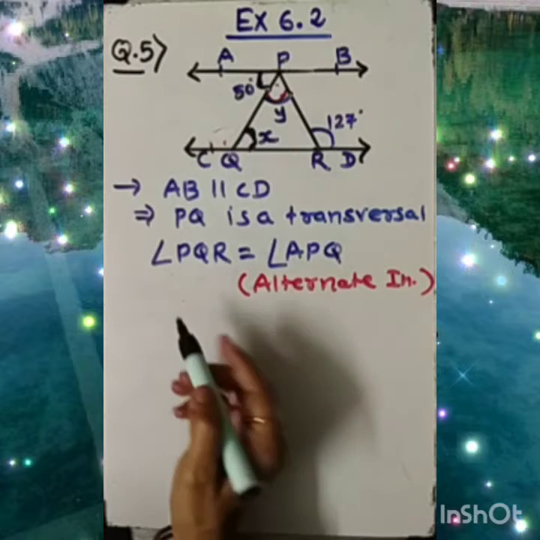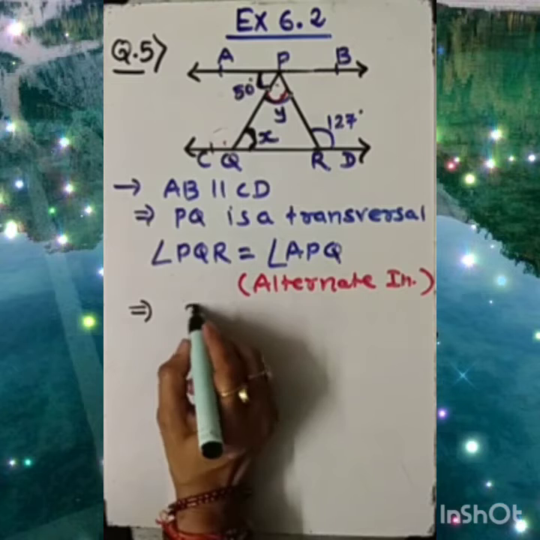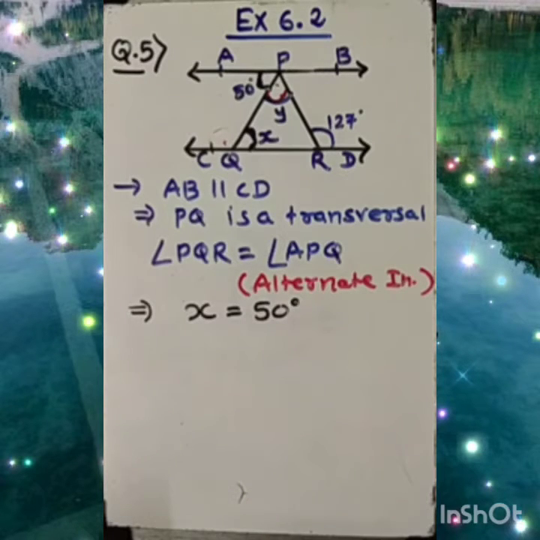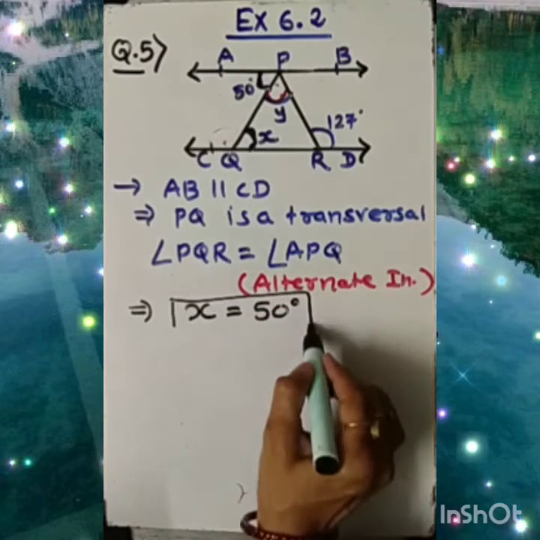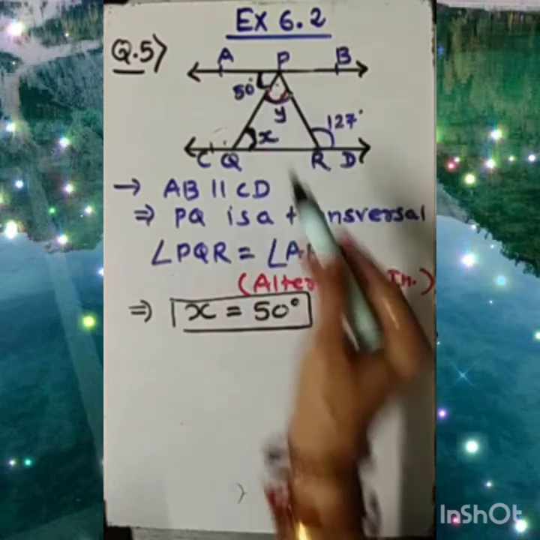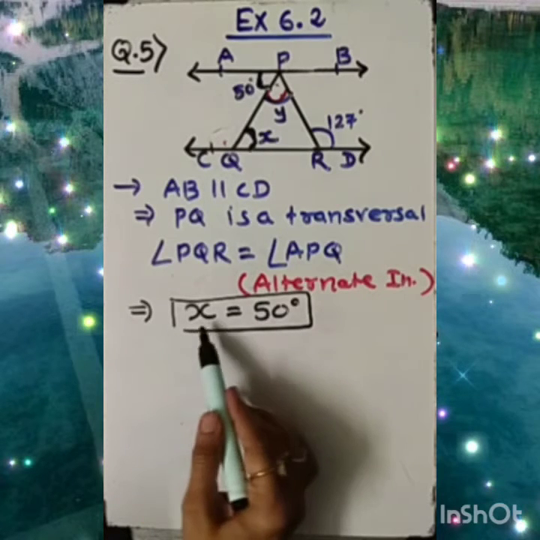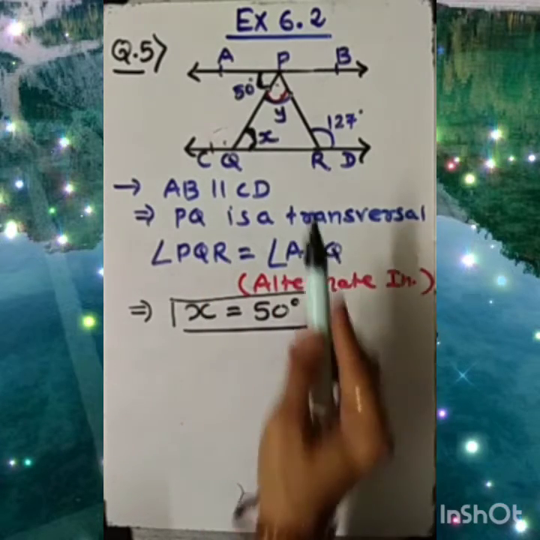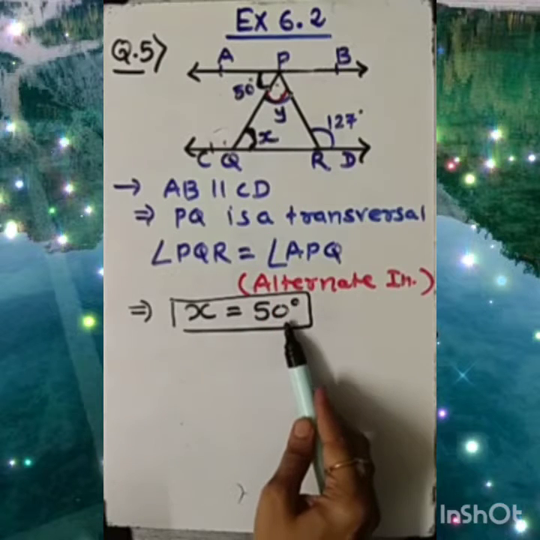So I need to say this is X, and this is 50 degrees. So X is equal to 50 degrees. As we are already given angle APQ equal to 50 degrees. So X equals 50 degrees. The value of X which we have to find will be equal to its alternate interior angle. So it is 50 degrees.